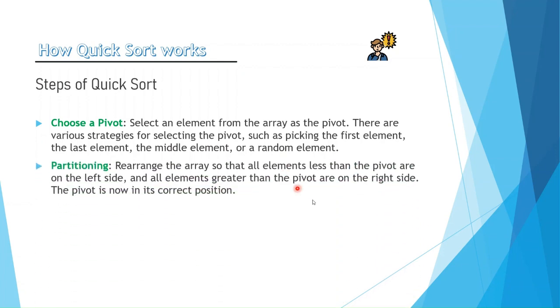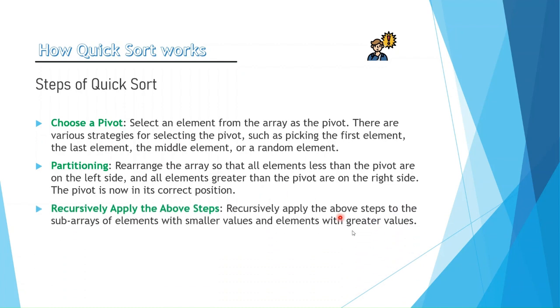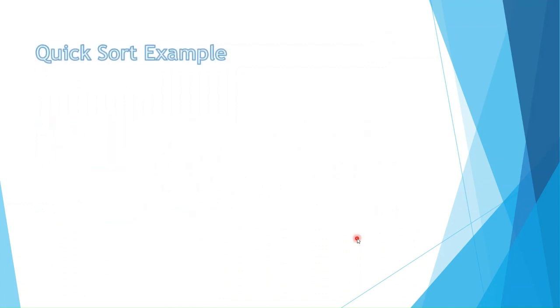Then, partitioning: we rearrange the array so that all the elements less than the pivot are on the left side and all the elements greater than the pivot are on the right side. Now the pivot is in its correct position. After that, we recursively apply the above steps to the subarrays with smaller values and with greater values. Now I will give you an example of how to sort an array with the help of quicksort.